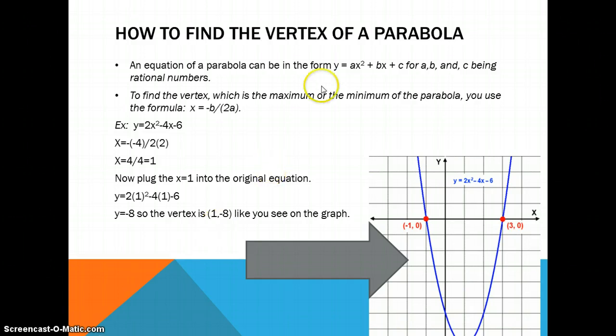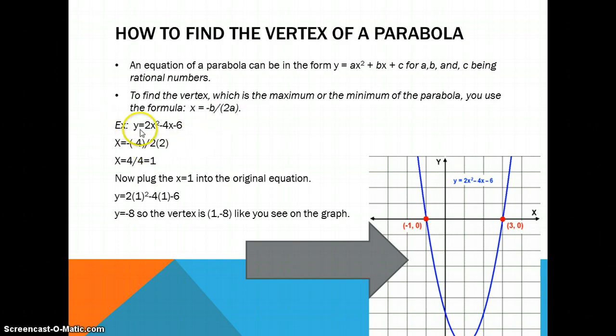So as you can see up here, this is a form of a parabola: y equals ax squared plus bx plus c. So a, b, and c can be any rational numbers. So to find the vertex of the parabola, we use a formula that says x equals negative b over 2a. So we use the b and the a from the previous formula.